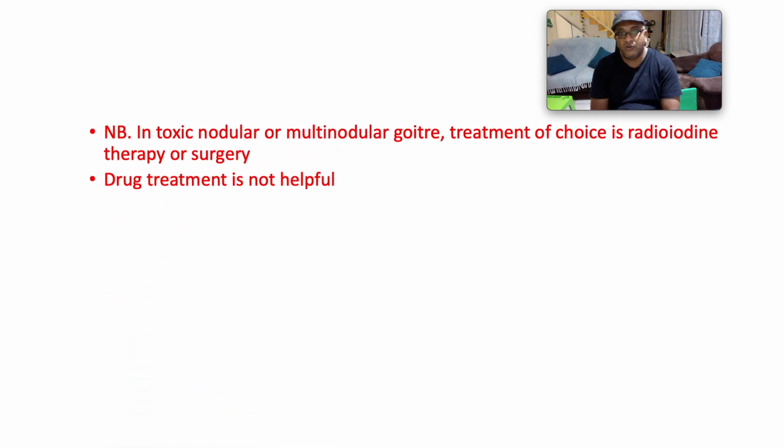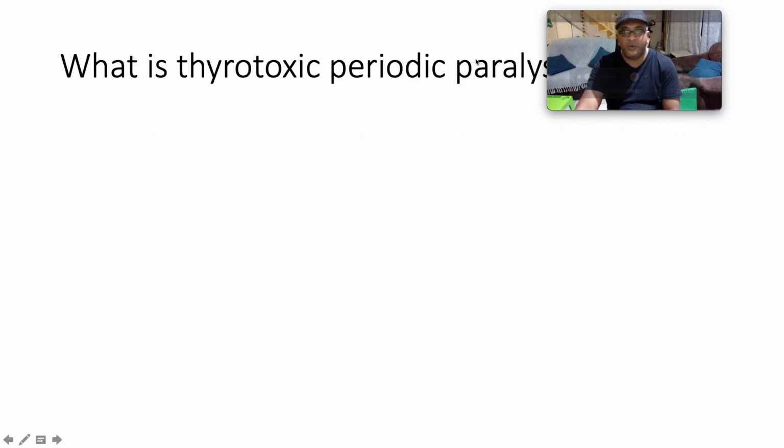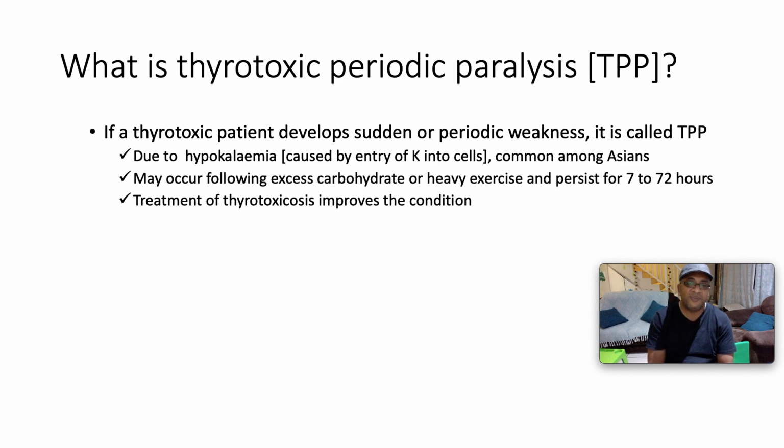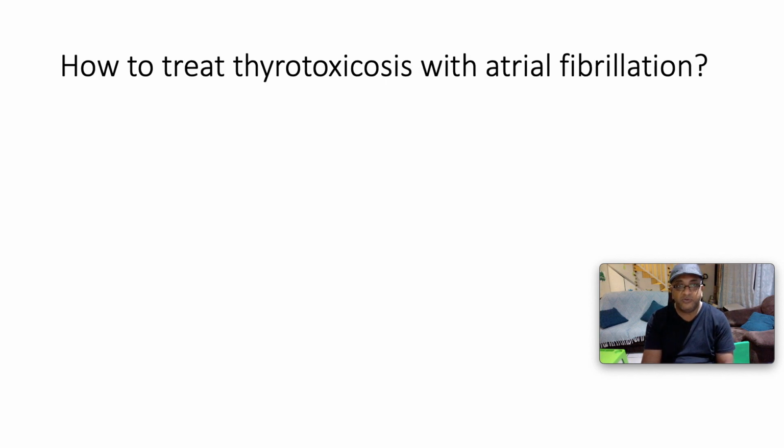Please note that in toxic nodular or multinodular goiter, the treatment of choice is radioiodine therapy and surgery. There is no role for carbimazole or propylthiouracil in the setting of toxic nodular goiter or toxic multinodular goiter. Alrighty. So what is thyrotoxic periodic paralysis, TPP? So if a thyrotoxic patient develops sudden or periodic weakness, this is what we call periodic paralysis, and is attributed to hypokalemia caused by entry of potassium into the cells. It is common among the Asian population. It may occur following excess carbohydrate or heavy exercise, which have links with it, and persists for about 7 to 72 hours. Treatment of thyrotoxicosis improves the condition.